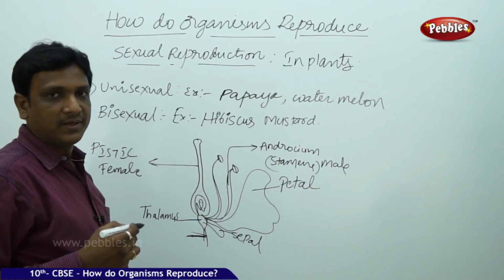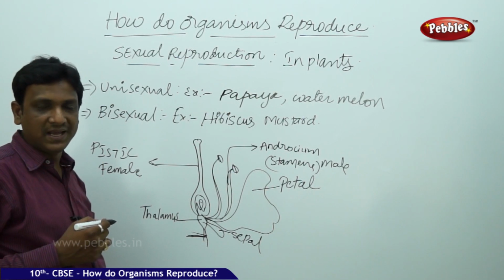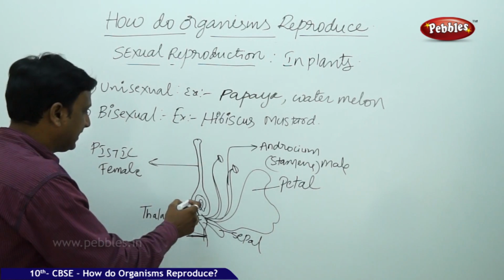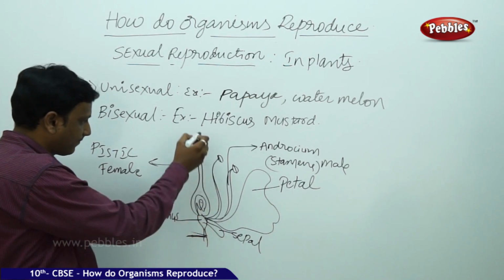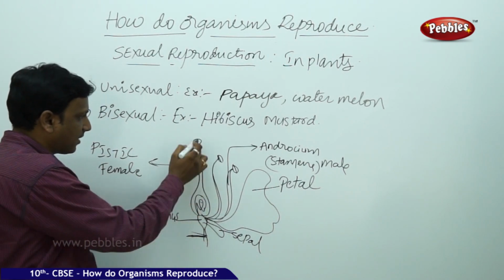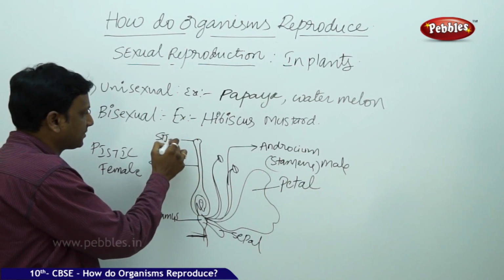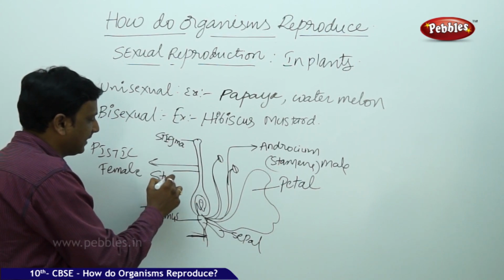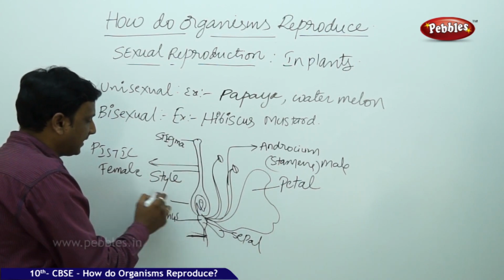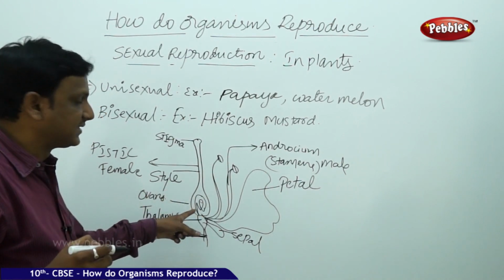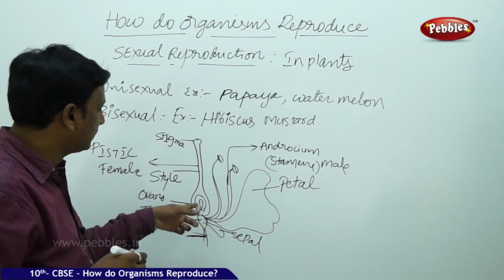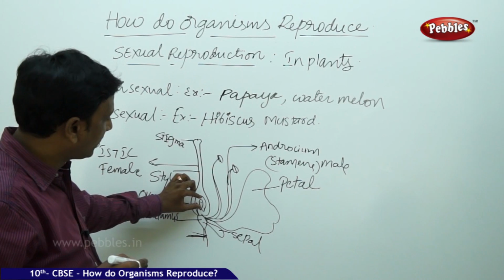So we know the concept of sexual reproduction. Male gamete fuses with female gamete. Where is the female gamete? Here inside the pistil. Pistil has got different parts. The top part is called the stigma, this tube-like structure is called the style, and this is called the ovary. Inside the ovary, ovules are there, one or many ovules. The ovules consist of female cells, which are located here.